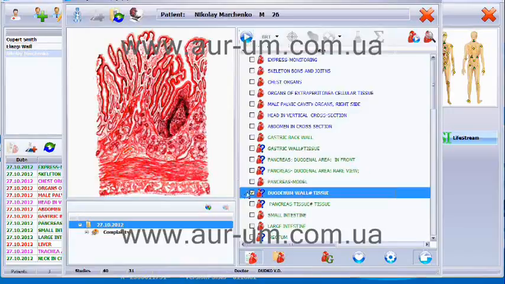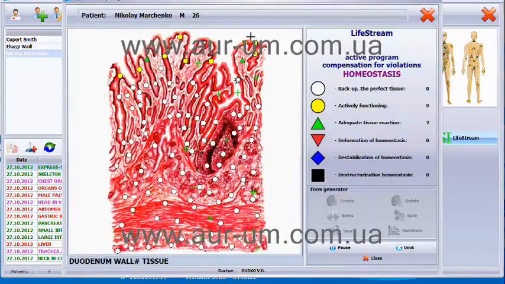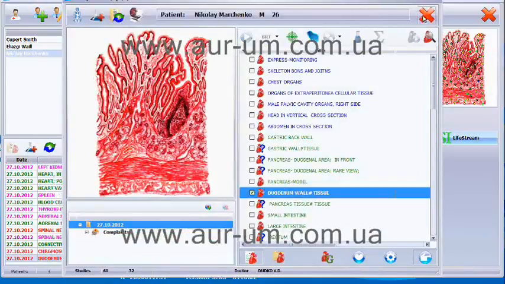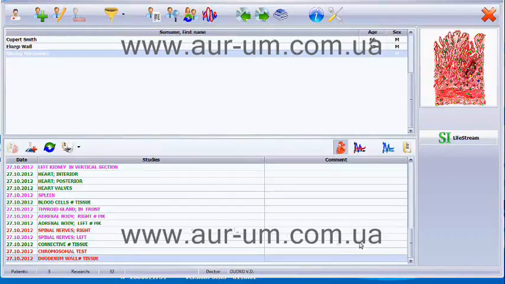So as the patient is present, we could run this test. As we already mentioned, the organs can be tested from different sides and also on the level of the tissue. And the markers here indicate the level of intoxication. We come back to the list. So here it is. The duodenum wall tissue is also automatically recorded after we did the test on the patient.